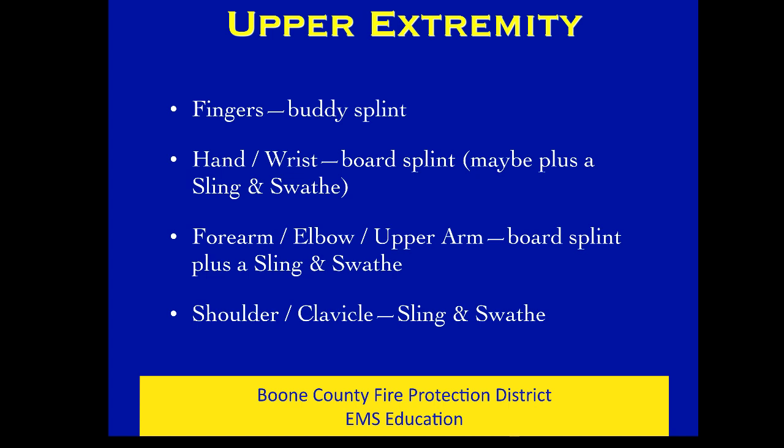If it's a shoulder or clavicle, you definitely want a sling and swath. So we had sling and swath involved in 2 or 3 of those, and we had board splints or rigid splints involved in 3 of those. And so you can see where the ability to make a rigid splint and then supplement that with a sling and swath would be key, and that should be what you're looking for for an upper extremity.